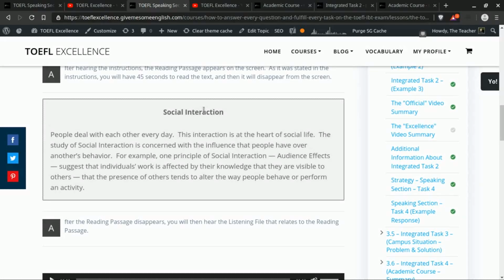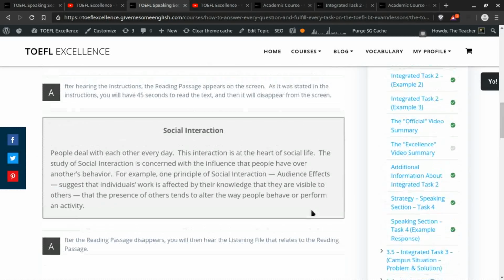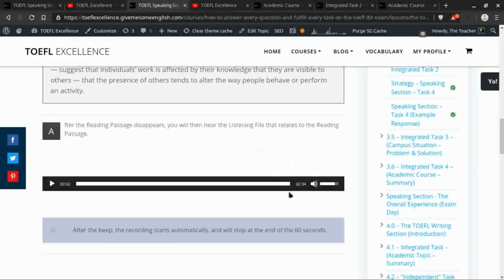So it's very brief, and then in the audio file, you hear someone speaking about that. Now, as you can see, it's kind of a short audio file, but it's certainly much longer than 1 minute. And so you have to combine this information and the information that you hear in the audio file, which is about 2.5 minutes, 2 to 3 minutes. You have to combine that into a response that's only 60 seconds long.